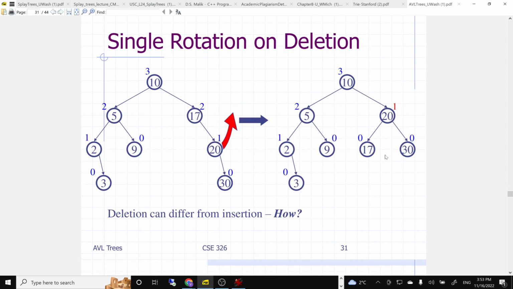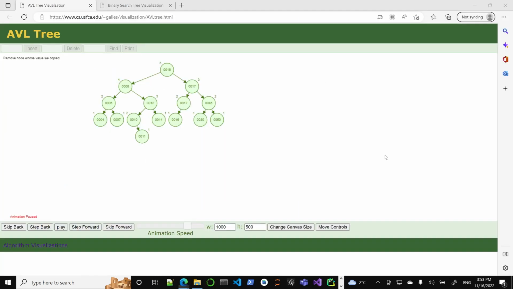So deletion can differ from insertion, because you see, with rotation the requirements can change. Hopefully this single rotation, we saw this already. Let's see, can we simulate another one? Yeah, let's do this one here. I'll delete 14.